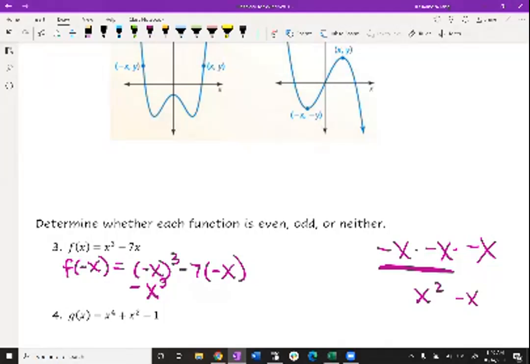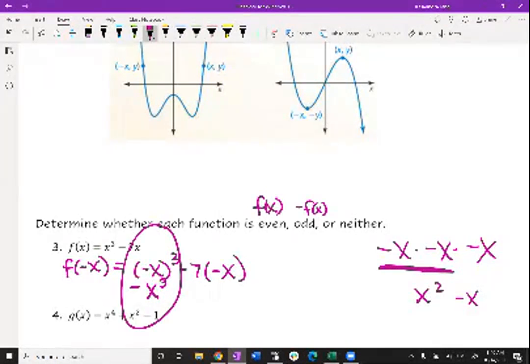Okay, so any questions on my whole negative x to the third? This is the even function. I had to decide even, odd, or neither. Is that what you're talking about? And one of the ways that I could decide even, odd, or neither is by subbing in a negative x. I want to see if it gets me back to the original function, or if it's going to be like a negative in front of my function, or neither.